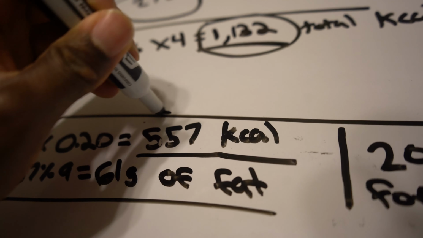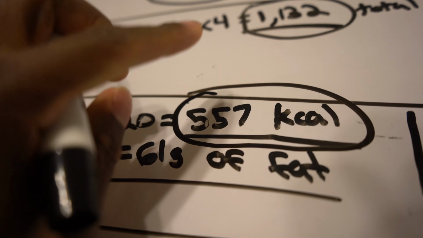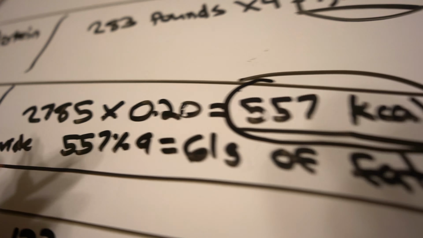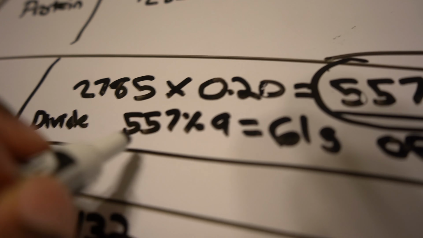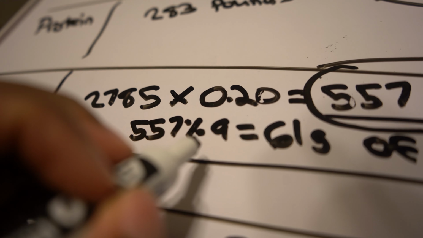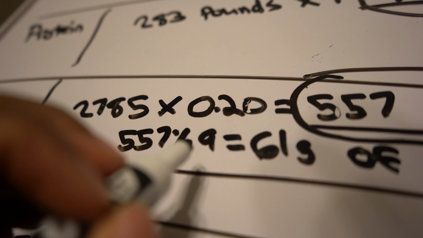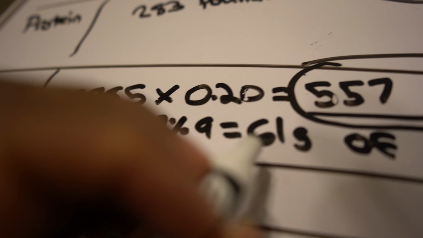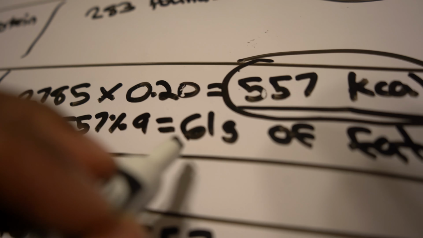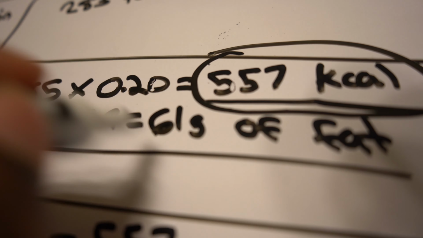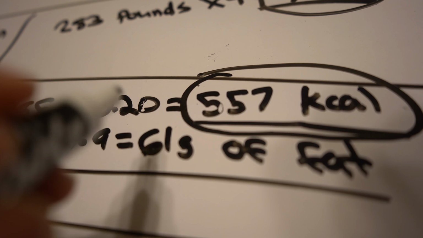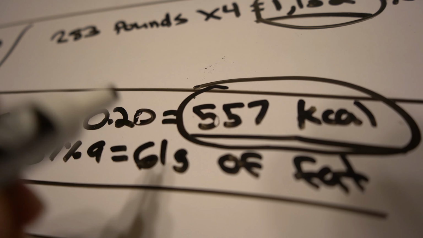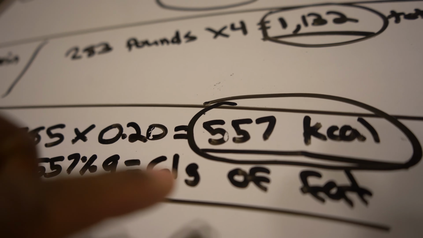Okay, now just like I said with this number right here, you're just going to hold on to that. Don't worry about that anymore. Then you're going to take the 557 total calories and divide that by 9, because for every gram of fat, there's 9 calories. Once you divide that, it's going to come out to 61 grams of total fat. So this is what you're going to plug in, how many grams of fat you're going to be getting a day. And if you're using MyFitnessPal, this is where you're going to put it.